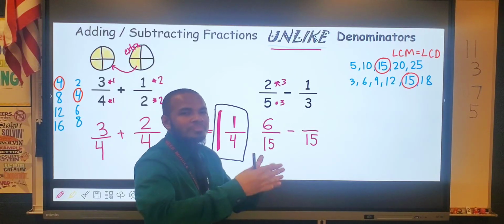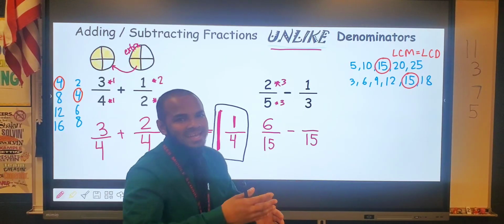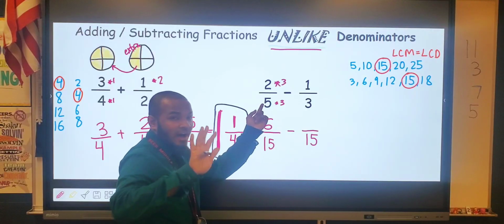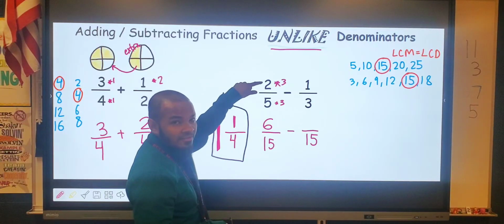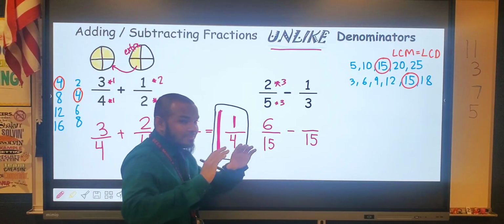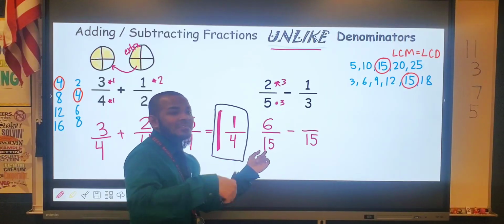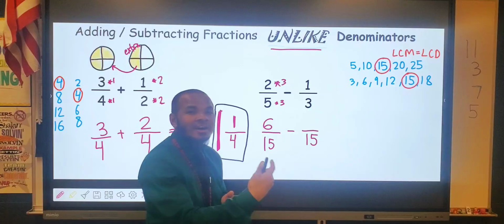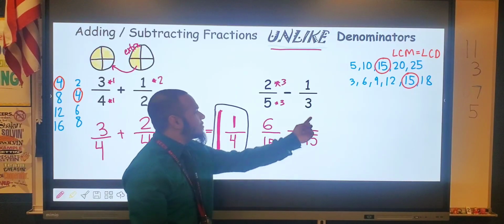It's just we broke the cake into smaller pieces, right? This cake, there are 5 slices and there are 2 of them. This one, it's that same size cake, but we just cut it into 15 pieces. Why? Because then the pieces are now going to look the same. Same with this one right here.